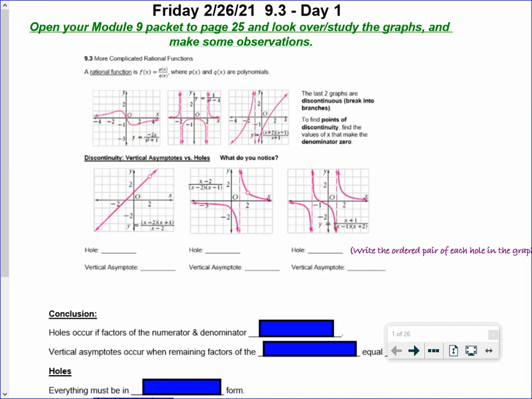In the middle graph, we have three little branches of the same graph, but they're divided because they're discontinuous at the two vertical asymptotes at x equals -2 and at x equals 2. And in the third one, we only have one break, and we have two different branches of the graph on both sides of the asymptote of x equals -1.